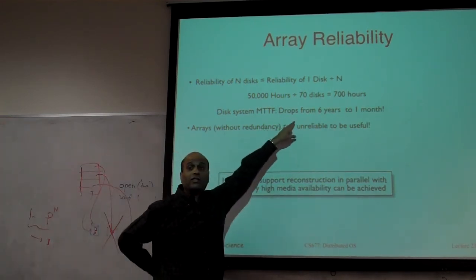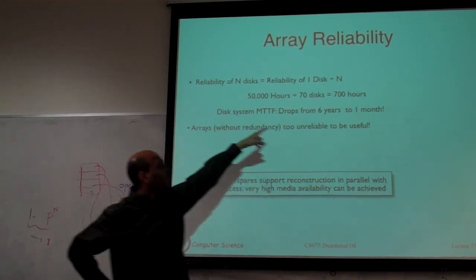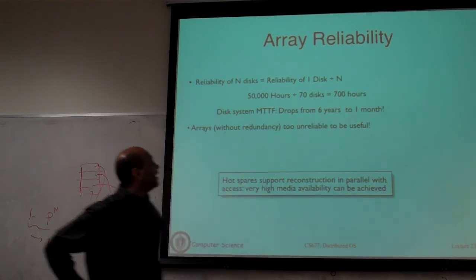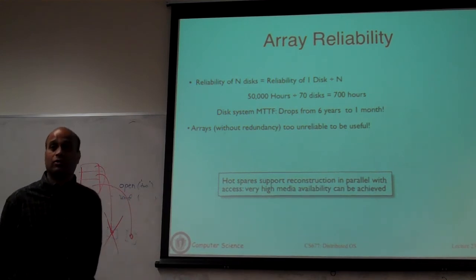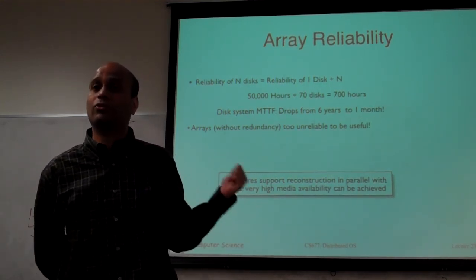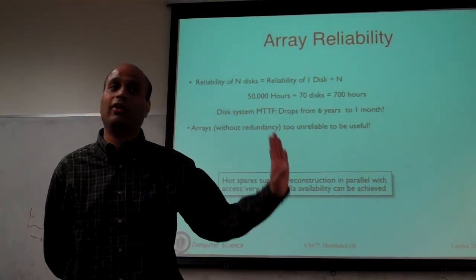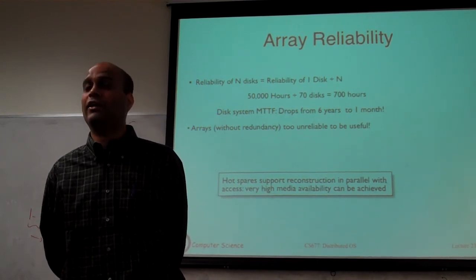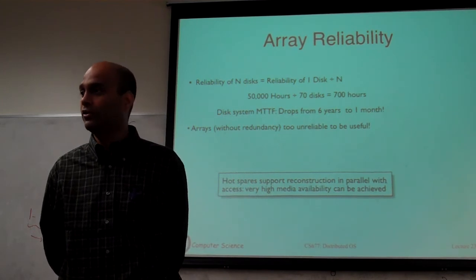Now if you have a disk array with 70 disks, the lifetime before any disk fails drops to 700 hours, which means it goes down from 6 years to a month. Because if you assume disk failures are independent, some disk is going to fail, and in about a month at least one of your disks is going to go down, and then all your data becomes inaccessible. So you buy 70 disks, and in 1 month you lose all of your data. Doesn't sound too good, right?